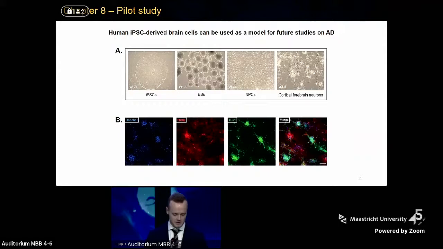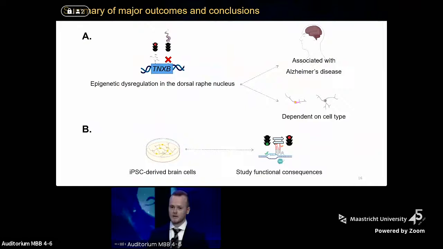So to conclude, during this presentation, I have shown you that epigenetic dysregulation contributes to the development and course of Alzheimer's disease, or more specifically, that dysregulation in this TNXB gene is associated with Alzheimer's disease and dependent on the cell type that we're looking at. In addition, I've also shown you that iPSC models might be a suitable approach in order to investigate the functional consequences of these changes on the cells.